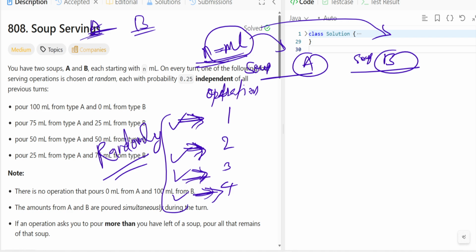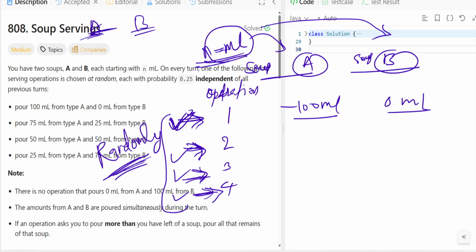Let's suppose for A, he is going to choose the very first operation. What is happening in the very first operation? 100 ml. So you understand how he is going to choose randomly. In each turn, one of the four operations will be chosen for A and B. Let's suppose for this one we are using 100 ml for A. For B, what are you using? 0 ml. For operation 1, from A it will use 100 ml and from B it will use 0 ml.